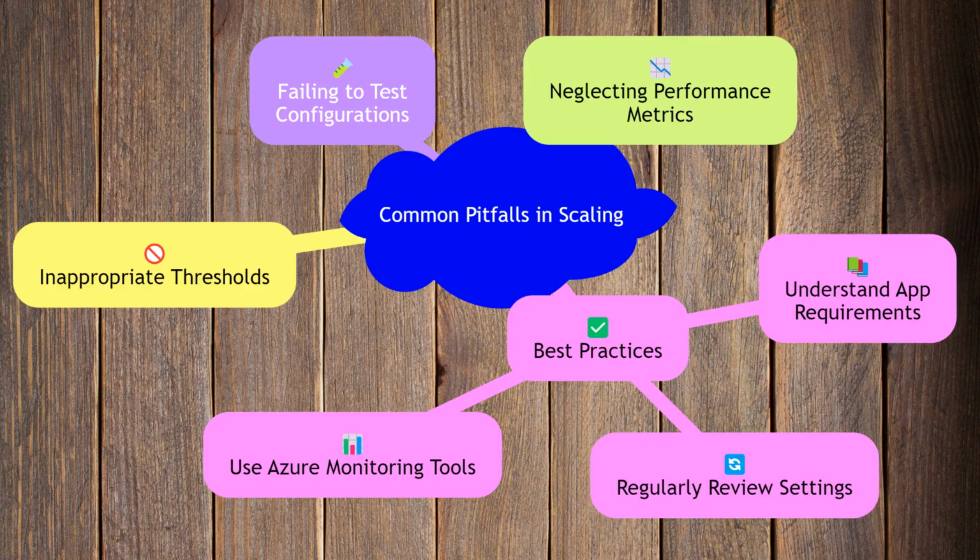Common pitfalls in scaling include setting inappropriate thresholds for autoscale rules, neglecting to monitor performance metrics, and failing to test scaling configurations. Avoid these mistakes by thoroughly understanding your app's requirements, regularly reviewing your scaling settings, and using Azure's monitoring tools to stay informed about your app's performance.